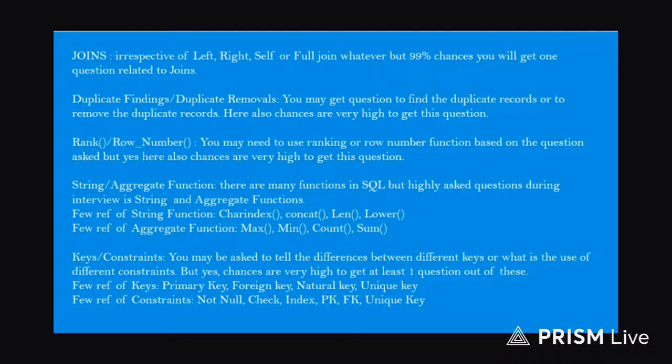The second one is duplicate findings or duplicate removals. You may get questions to find the duplicate records or to remove the duplicate records. Here also chances are very high to get this question. The third one is rank or row number function. You may need to use a ranking or row number function based on the question asked. But yes, here also chances are very high to get this question.